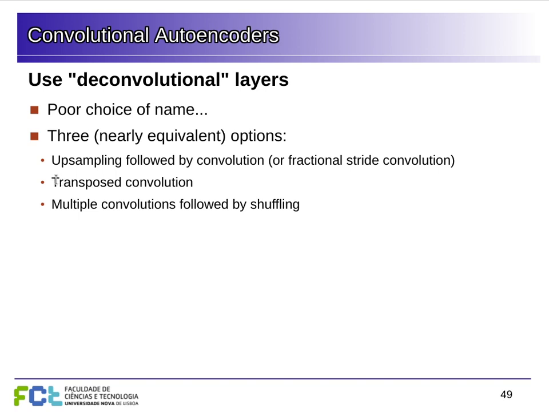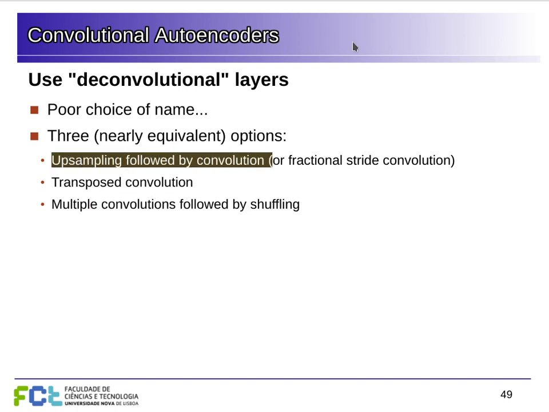So we can use transposed convolution, or shuffling after convolutions, or perhaps the best way of doing this is to do upsampling and then convolution.